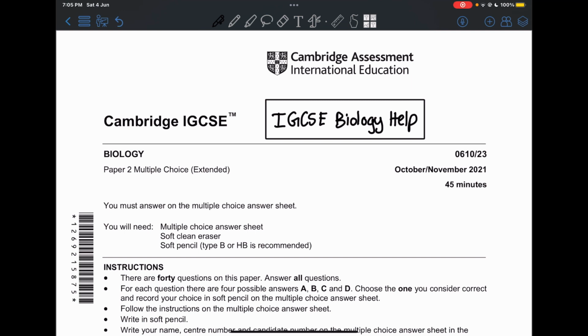So in today's video, I'm going to be solving the October-November 2021 paper 2 variant 3.